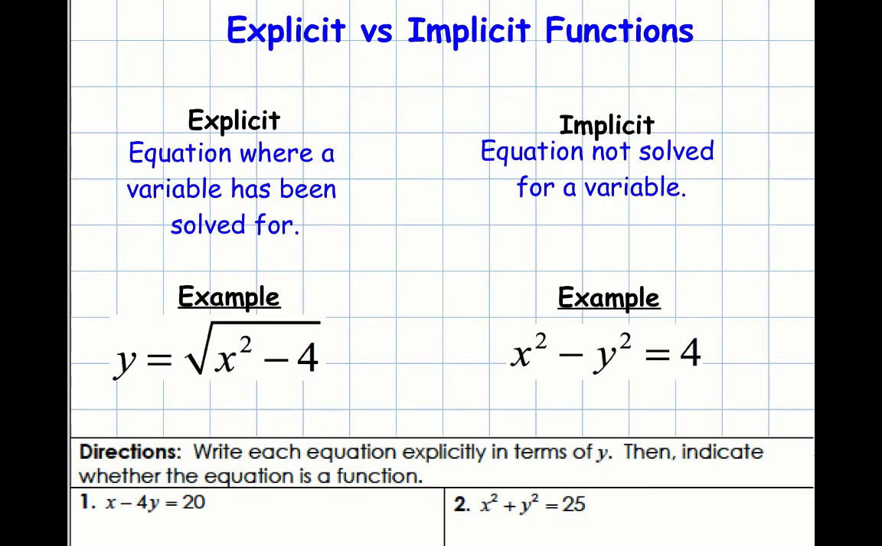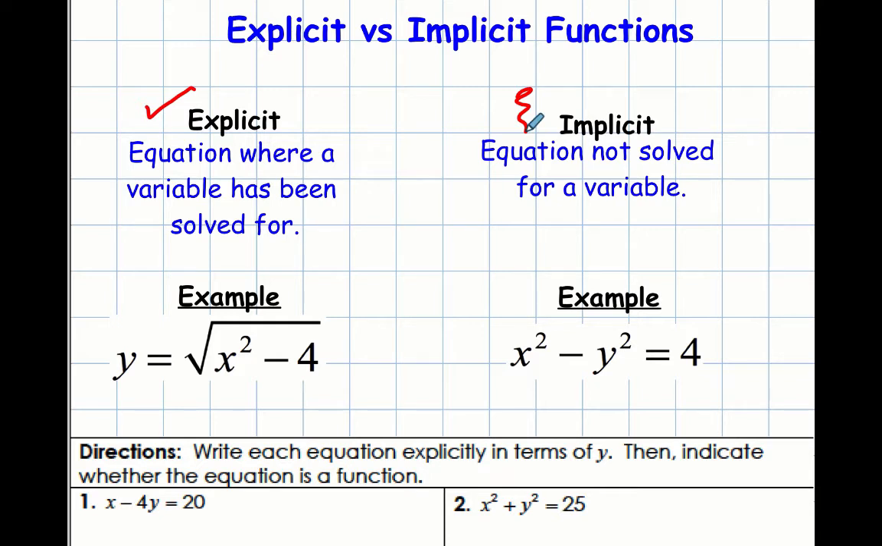So let's look at the difference between two types of functions, explicit and implicit. What we're first looking at is: is it an explicit equation or is it an implicit equation? Then, is it a function? So let's define explicit and implicit. Explicit means that it's an equation where a variable has been solved for, versus implicit, which means we have an equation that's not solved for a variable.